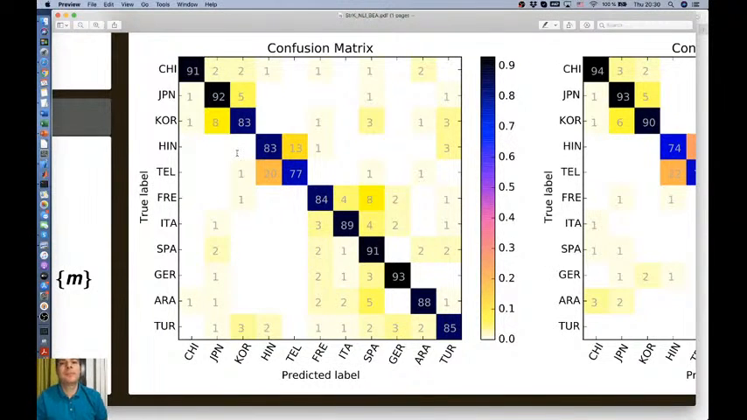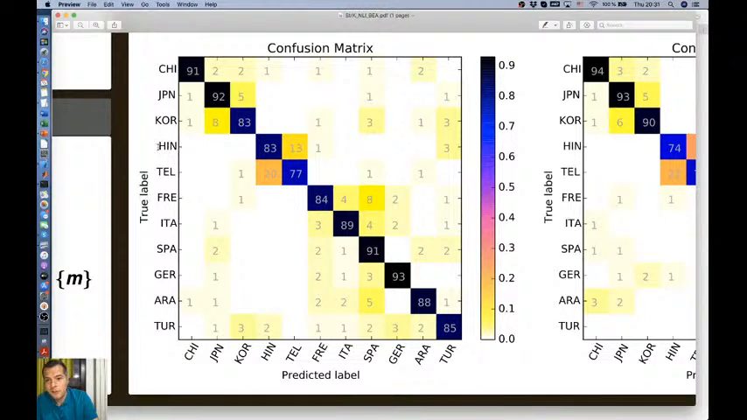classify essays written in English. These were written for the test of English as a foreign language, the TOEFL test, that's for students that want to study in the US. So they come from different countries. The task is to identify the native language of the person that wrote the respective example. Here we have Chinese, Japanese, Korean, French, Italian, Spanish, German, Arabic, and Turkish.